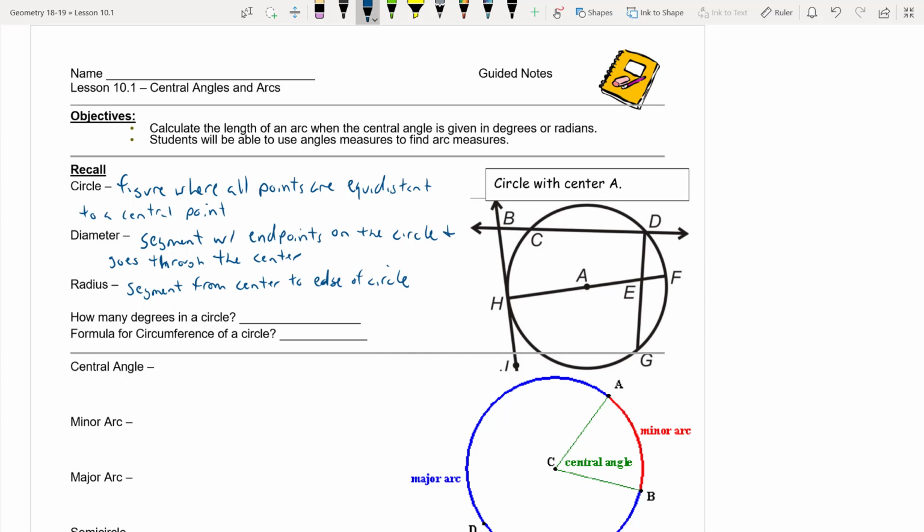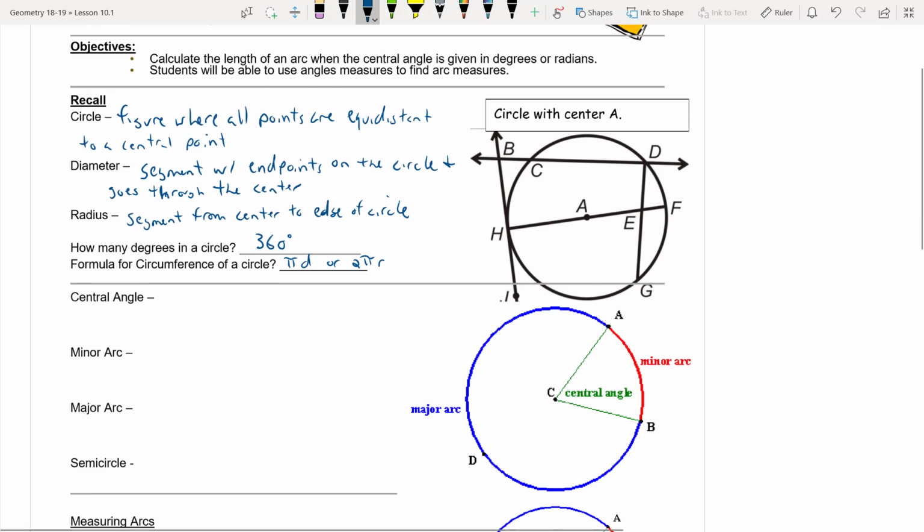So just a couple quick other reminders. How many degrees are in a circle? That would be 360 degrees. And then the formula for circumference of a circle, or the perimeter of a circle, is pi times the diameter, or 2 times pi times the radius. Okay, now for some new stuff here.